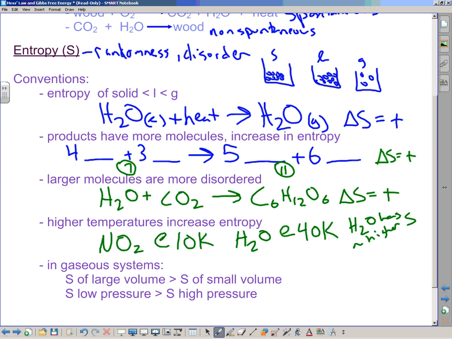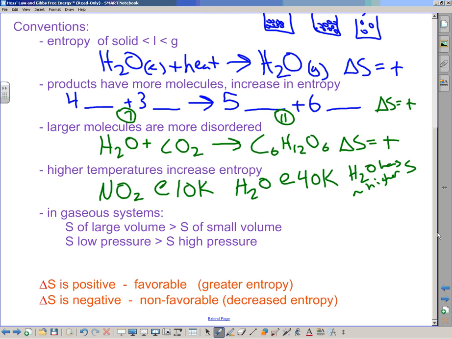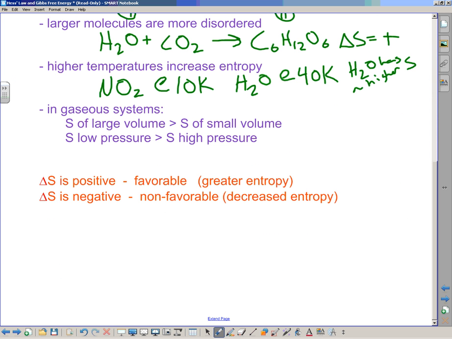Now, where does this lead? It leads to these 2 statements down at the bottom of the page here. Delta S is positive. That means we've increased the randomness, the disorder, the entropy, and we have favorable conditions. If delta S is negative, we have decreased the entropy. We've actually made the system more organized, and that's not favorable conditions.